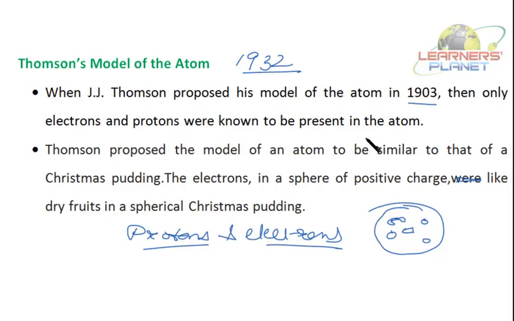So this pudding, according to the Thomson model, the base is of the positive charge, and the negative charges are just scattered or present in it. The electrons in the sphere of positive charge are like the dry fruits in this spherical Christmas pudding. Let's see the diagram of what he proposed.